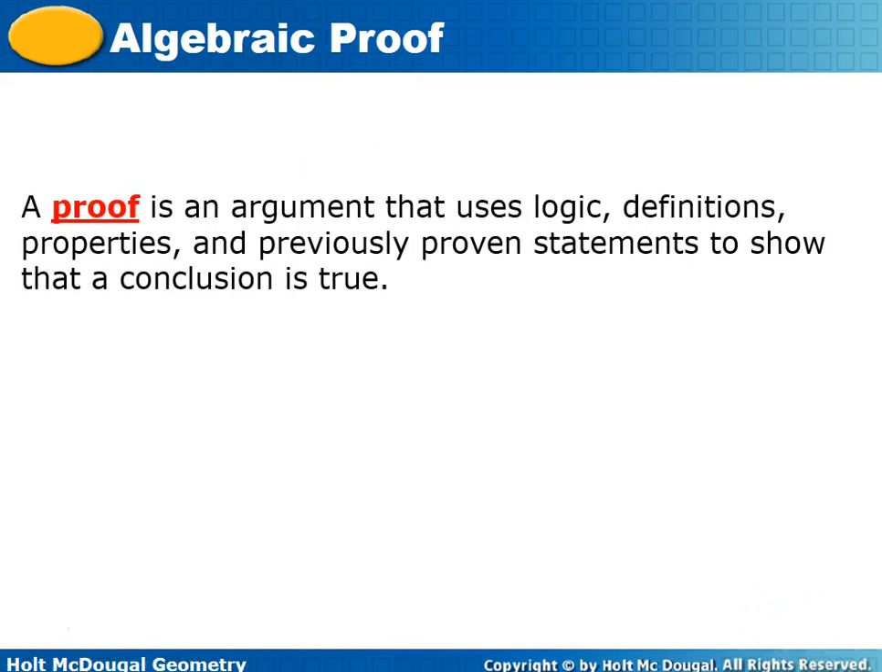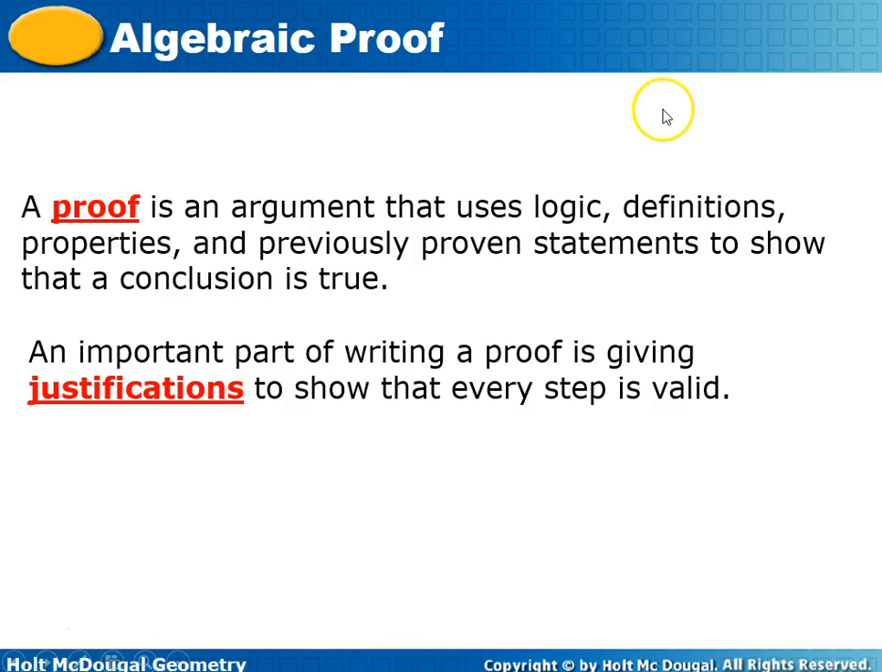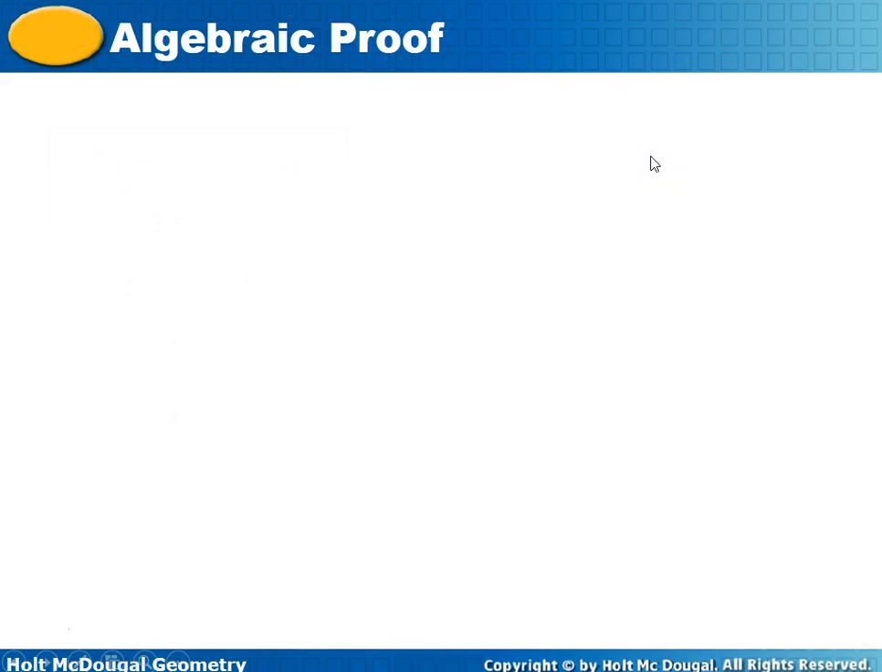it says a proof is an argument that uses logic, definitions, properties, and previously proven statements to show that a conclusion is true. Also, an important part of writing a proof is justifications to show that each and every step is valid.